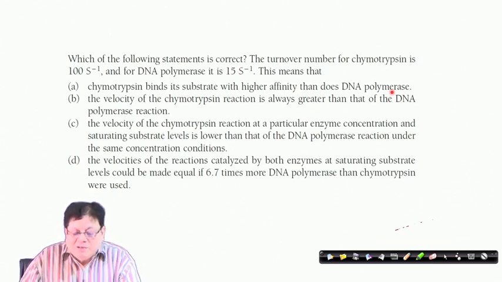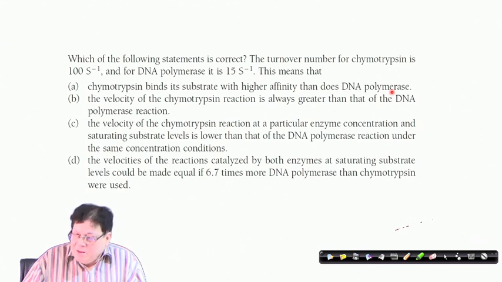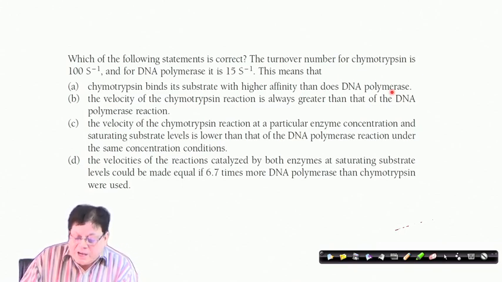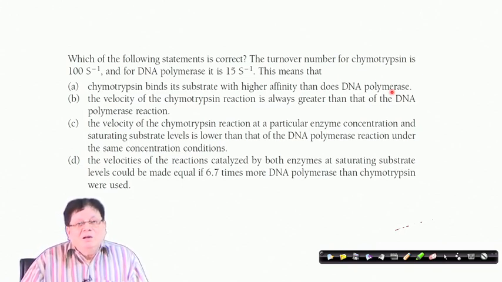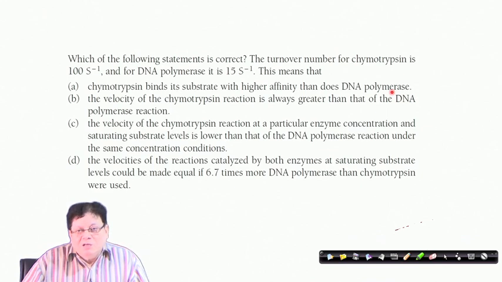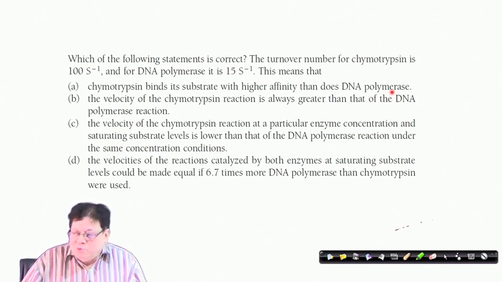It says that it is always greater than that of DNA polymerase. That may not be true, because if you start with more DNA polymerase, more enzyme to start with, then it can have a higher velocity. The DNA polymerase can have higher velocity, because if you have higher concentration of the enzyme. So, that is also not true.